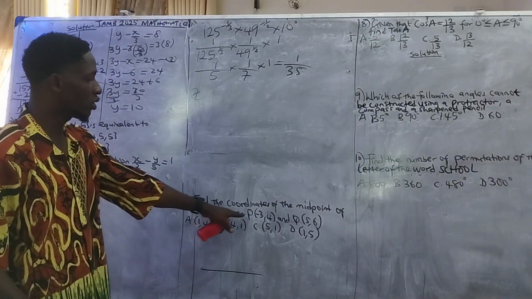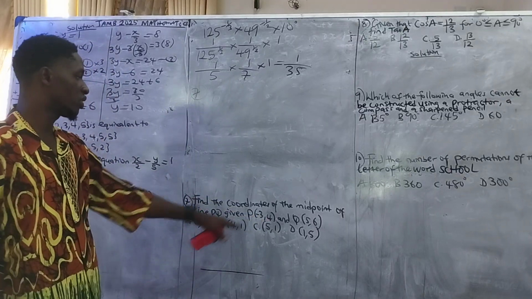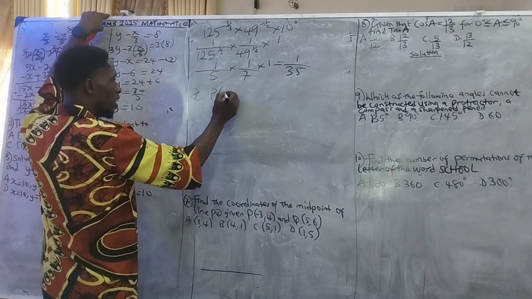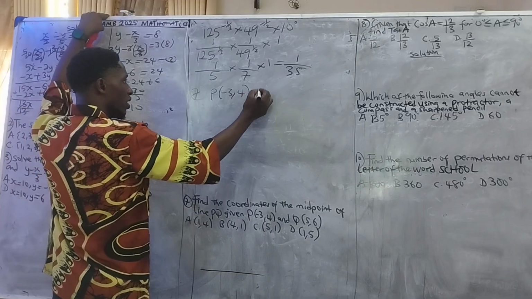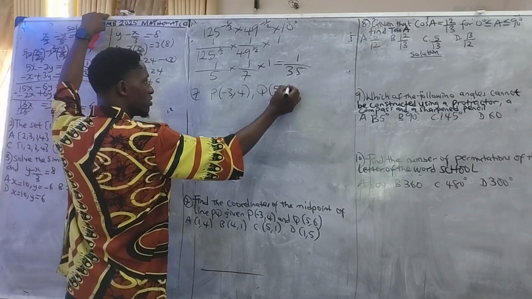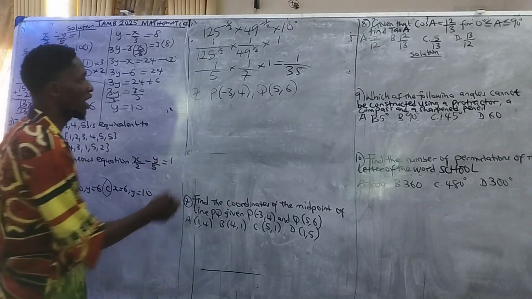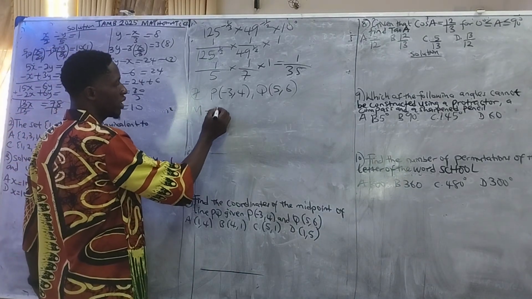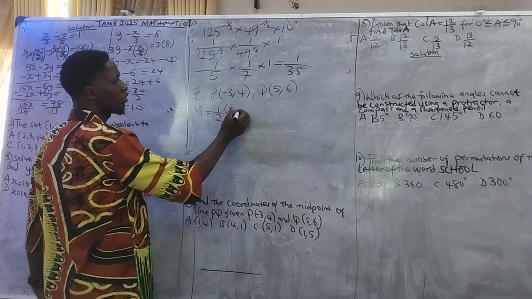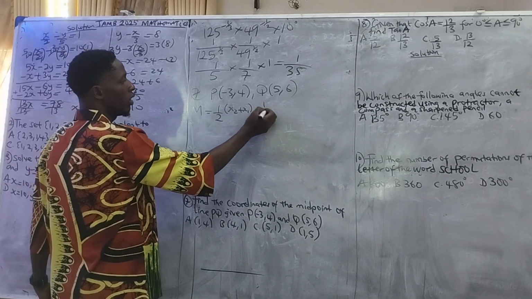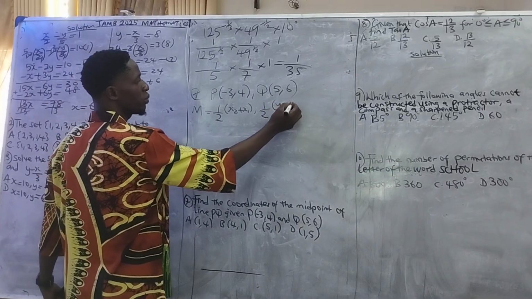We go to the next one, number 7. Find the coordinates of the midpoint of line PQ, given that P is (-3, 4) and Q is (5, 6). So we are told to find the midpoint, and the midpoint formula is 1 over 2 bracket (x2 + x1), comma, 1 over 2 bracket (y2 + y1).